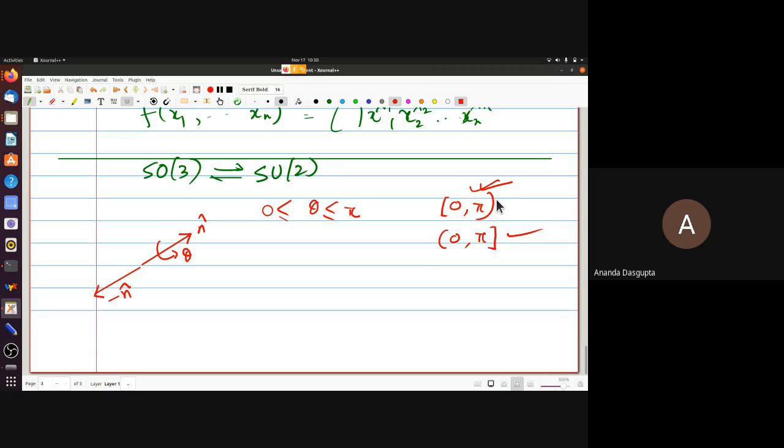So it can't be one-sided. It has to be both-sided, but with a catch, of course. One-sided will not work. If you just took a one-sided interval with either 0 in and pi out or pi in and 0 out, you will be leaving out a bunch of elements.